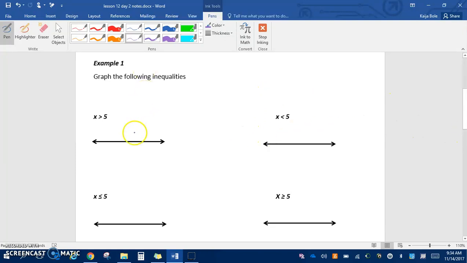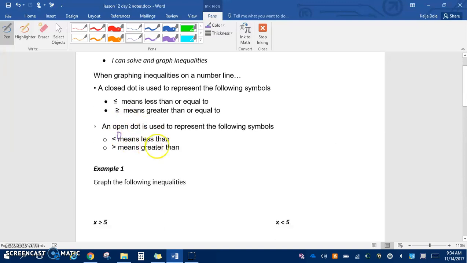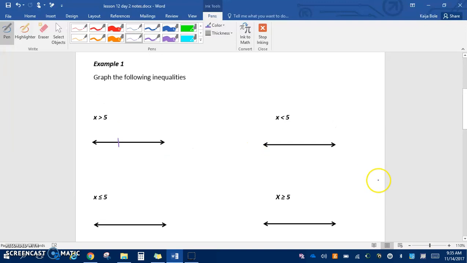Example 1 is x is greater than 5. I always want you to put 0 on, and then the number. So I'm going to put 0 here, and then I'm going to put 5, which would be to the right. And I'm using an open circle. Please make sure I can tell that it's open, so make it nice and big. And x is greater than 5, so that means I'm shading everything bigger than 5, which would be to the right. And you're going to shade all the way into the arrow, so you can tell that it would keep going forever.